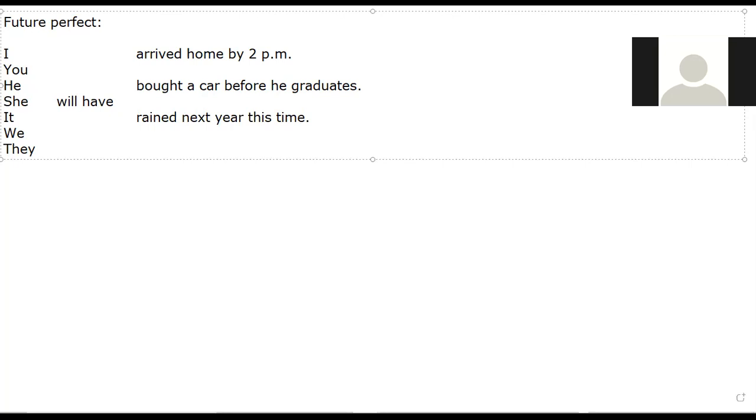They will have called from the airport by the time they arrive. For example, okay, so basically what you are indicating with this structure is something that will have happened in a moment in the future.